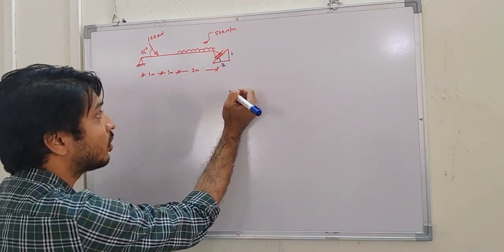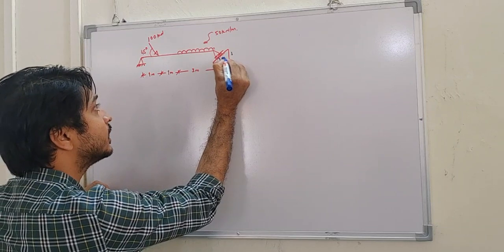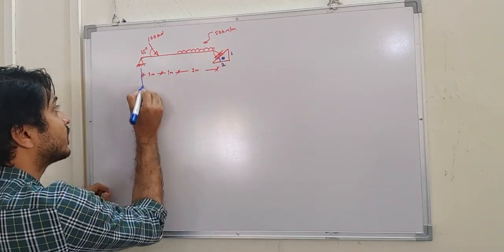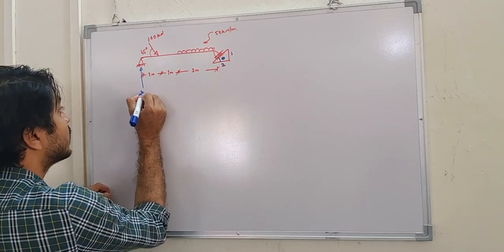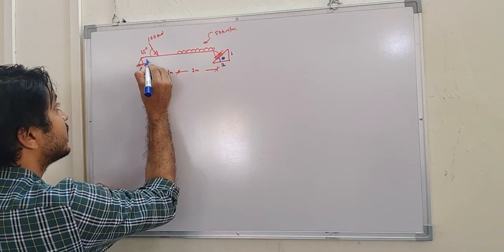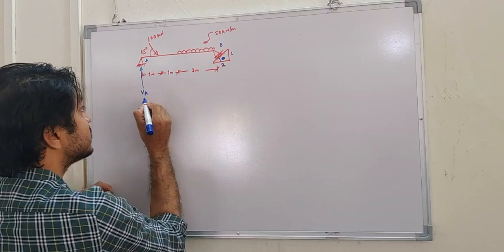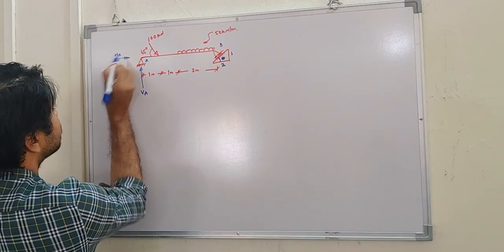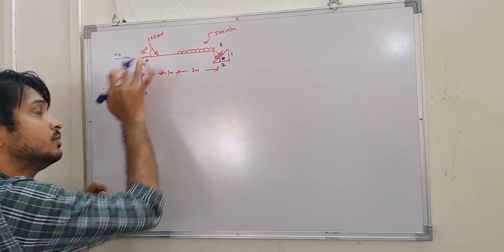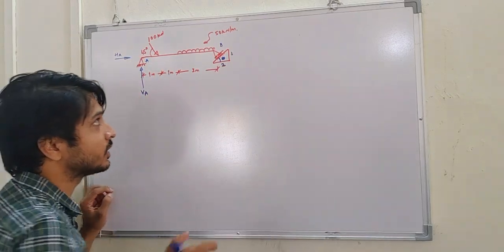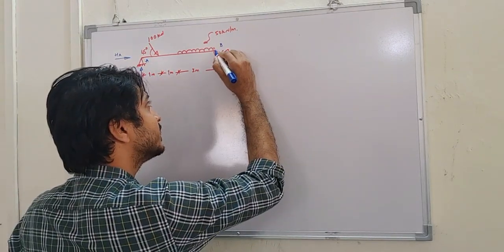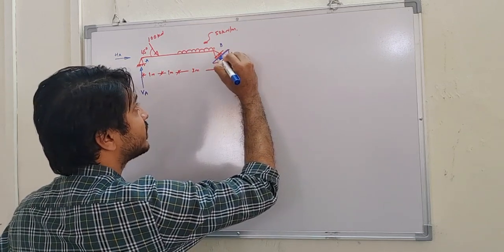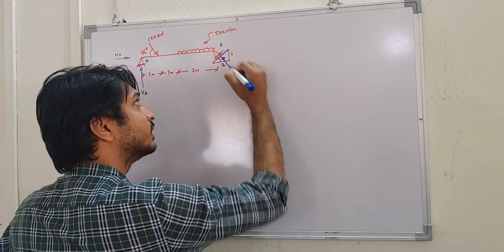Now what we have to do is first find this theta, and before that, write down the possible reactions. Suppose this is A and this is B. There is one vertical and one horizontal reaction at A, because we have a hinge here. Hinge means two support reactions will come, whereas here one will come, normal to the plane. This is a plane, and to this plane we get one normal here.